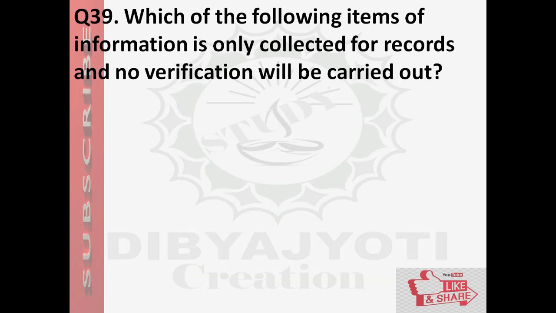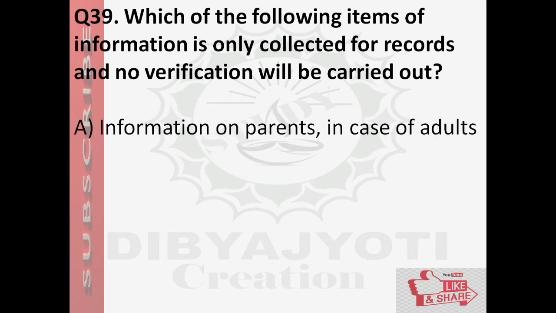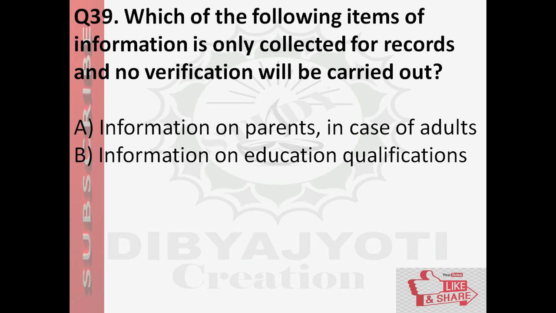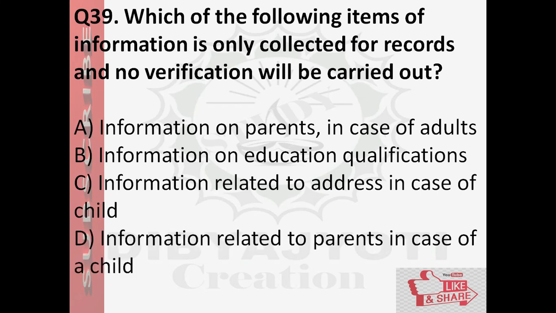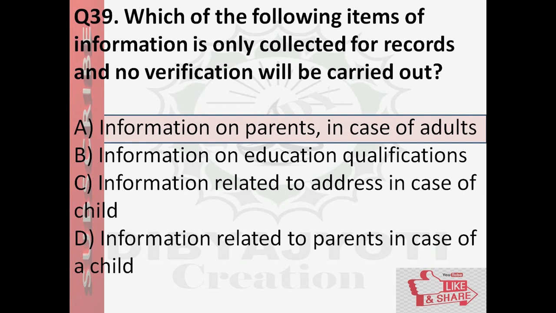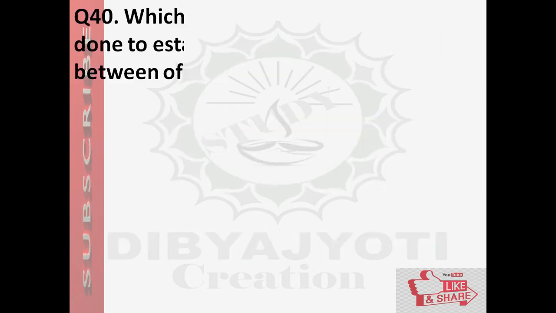Then question number 39, which of the following items of information is only collected for records and no verification will be carried out? Option A, information on parents in case of adults, information on education qualification, information related to address in case of child, information related to parents in case of child. And answer is option A, information on parents in case of adults.